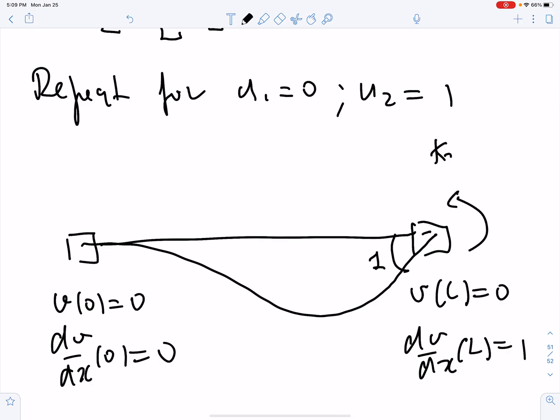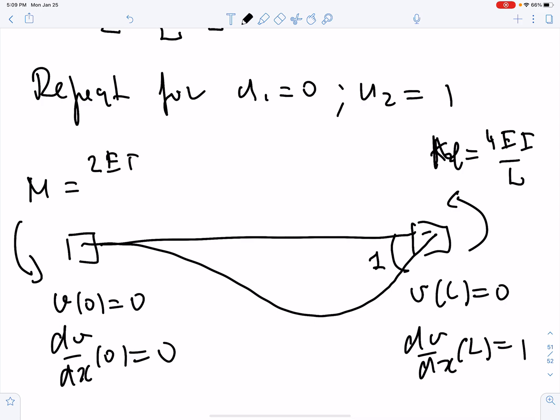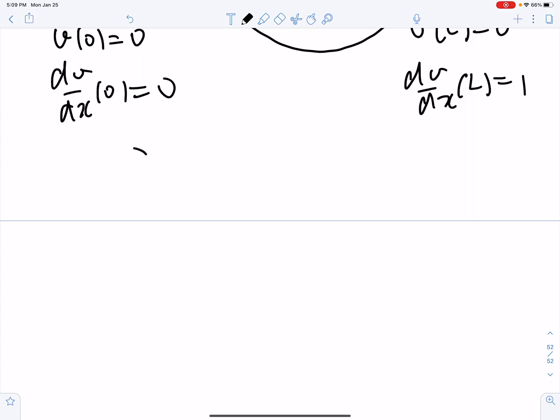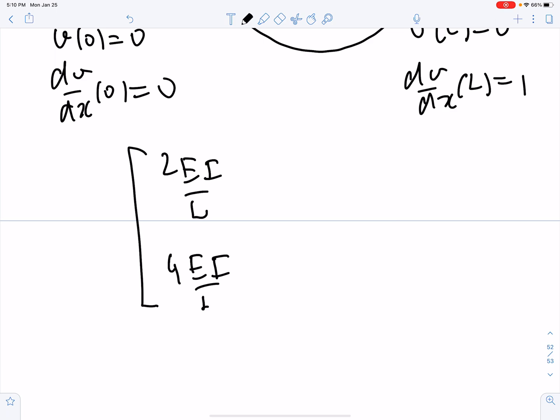And then the corresponding moments are: M equals 4 EI over L, and the moment here is 2 EI over L. And so you collect another column of the stiffness matrix, 2 EI over L, 4 EI over L.